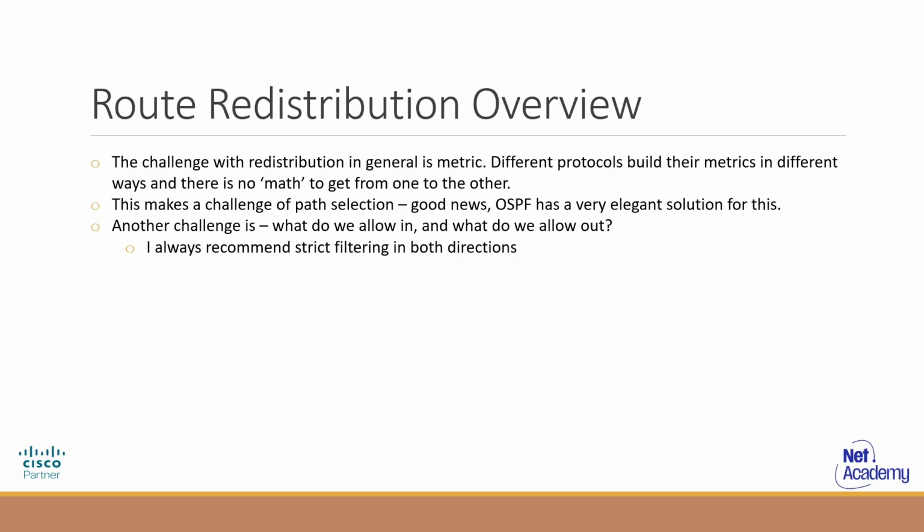The challenge with redistribution in general is one of metric. It's a mathematics problem, really. These different protocols basically build their metrics in different ways, and there is no math in the router itself that allows you to get from one protocol to another. Think about OSPF and EIGRP. Now, EIGRP is going to be the cumulative delay and the lowest bandwidth is how it's going to compute its metric by default. I'm not talking if you adjust K values or anything.